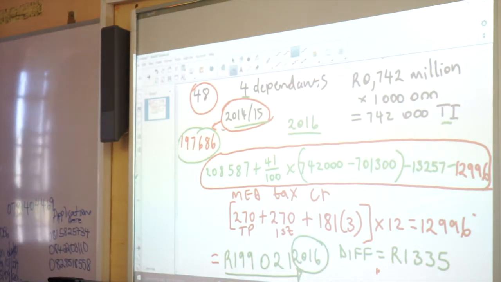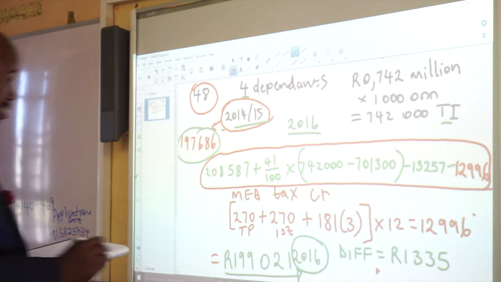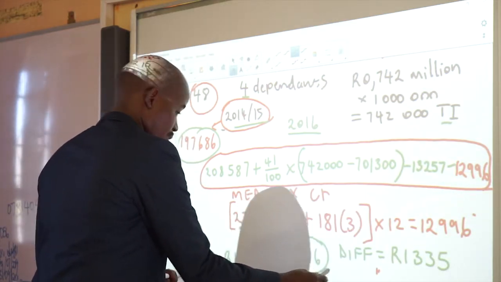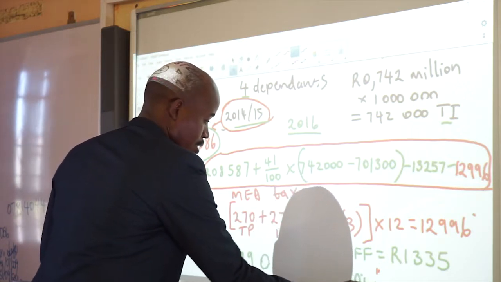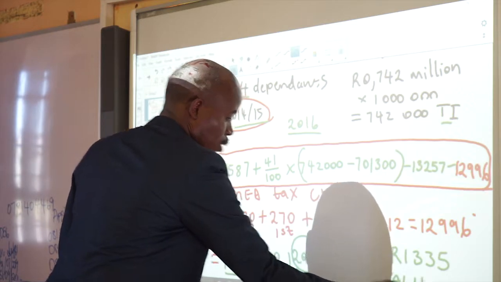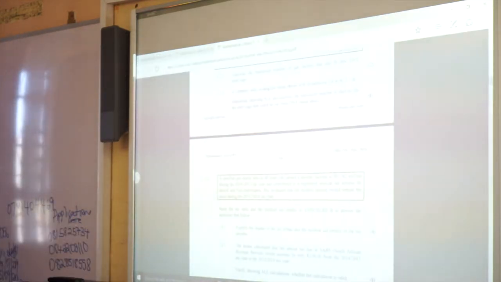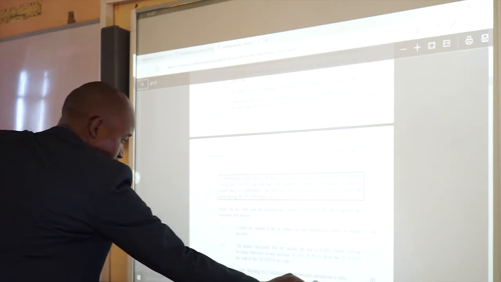Was the calculation valid? Because if you don't conclude, you only get 7 marks out of 8. Right, the calculation was not valid. The difference is not 150. The difference is 1,335.